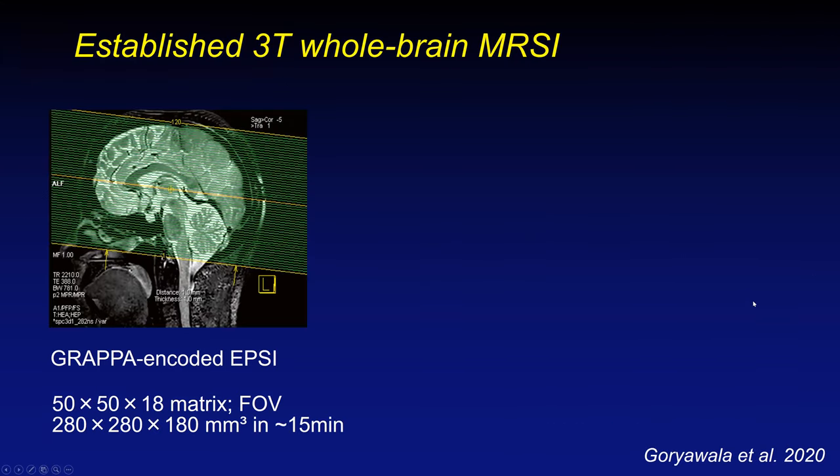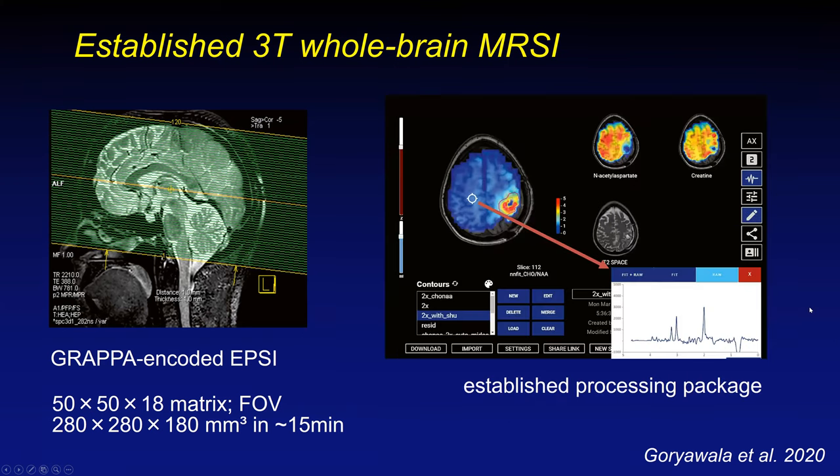Let me start by stating that our goal is a whole brain MRSI at 7 tesla, because I think this is clinically much more attractive, basically using MR spectroscopic imaging in the way of any conventional MRI technique. Here is, for example, a very established technique for 3 tesla MRI, which is a GRAPPA encoded EPSI sequence, developed by the group of Andrew Maudsley with typically a 50 by 50 by 18 matrix, covering essentially the whole brain in about 15 minutes. He also has a pretty established processing package available for this, called MIDAS.